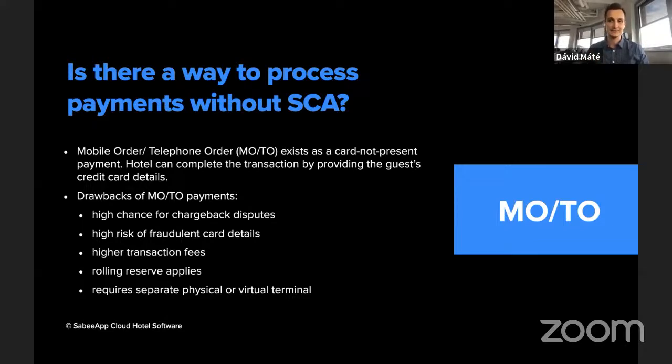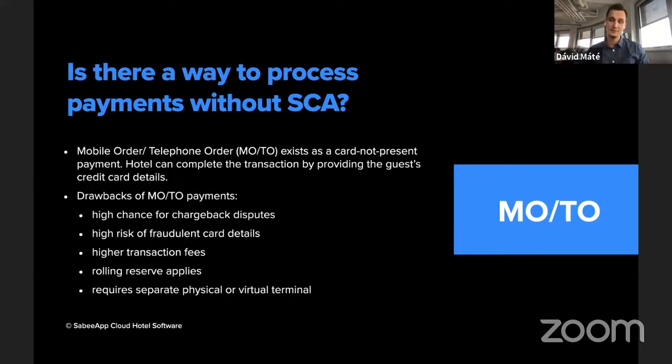So when we're talking about SCA, one of the pros is that customers every time are authenticating, confirming the transactions on their own. So there's no place for disputes because they've agreed that the payment is legit. But with the MOTO, we come back to making a charge where we only have the credit card details, but we're not getting consent from the customer. And there's a good chance that these credit card details could be fake. Also, higher transaction fees apply.